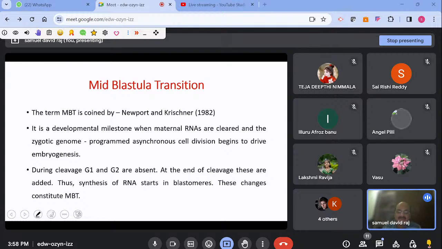Do you have mobile data? Can I continue until blastulation is over? Should I stop here, or continue? Sir. Okay. Because of mobile data, some have gone already. That's the reason I am asking.